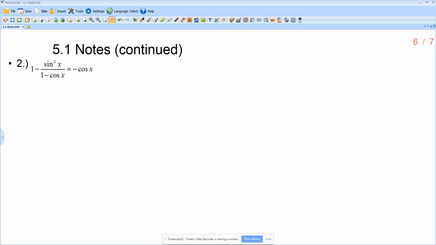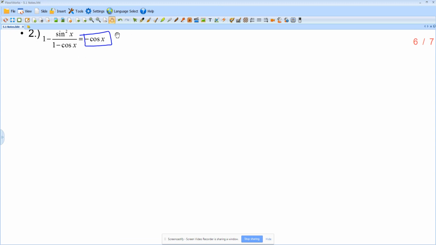All right, 1 minus sine squared x over 1 minus cosine x is equal to negative cosine x. So how wonderful, I gave you the answer. You know, just do all the work that gets me that. So I'm looking at this 1 minus sine squared x over 1 minus cosine x. A lot of different approaches that you could take. I'm going to try and, again, get this down to one term.